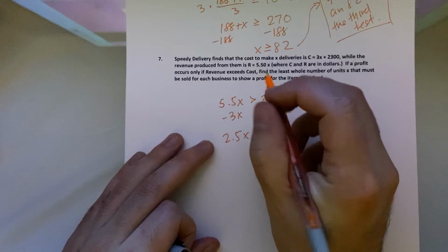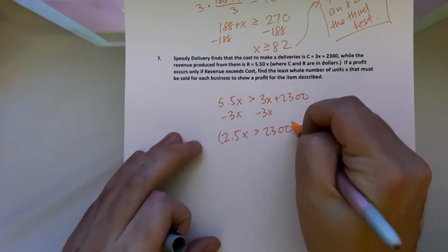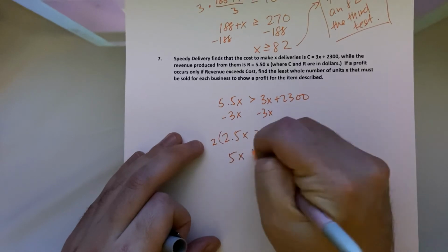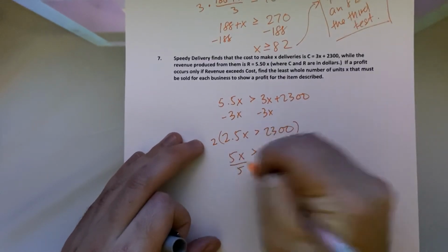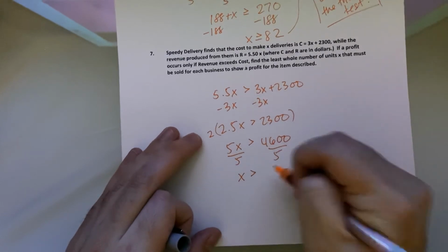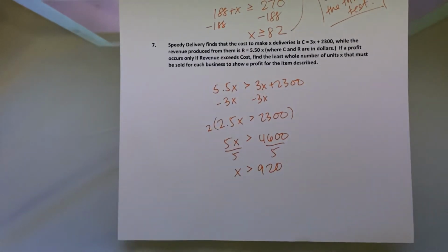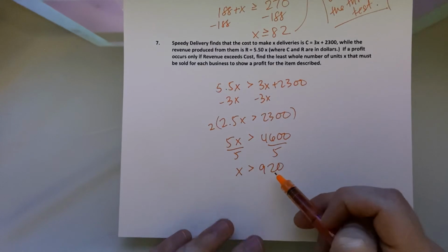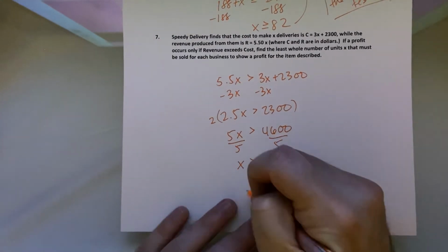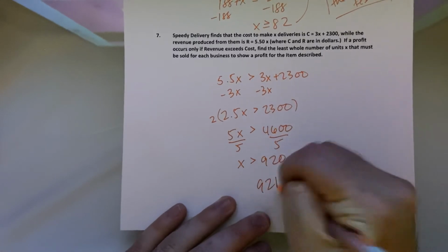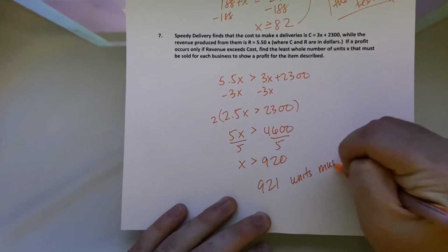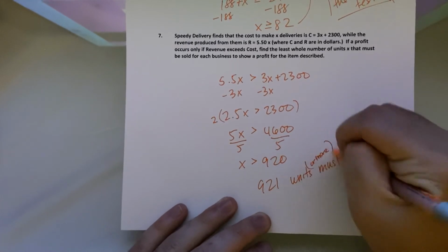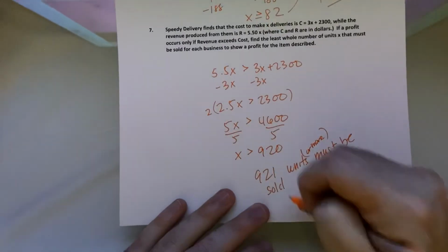Here we can multiply by 2. The reason I'm going to do that is it'll clear the 2.5. So this is 5x is greater than 4,600. Divide by 5. X is greater than, it looks like, 920. So you have to sell more than 920 units. But the question is, find the least whole number of units that must be sold for the business to show a profit. So what's the next whole number above 920 that they're going to have to sell in order to make a profit? The next one above 920 is 921 units. Must, or more, must be sold to make a profit.